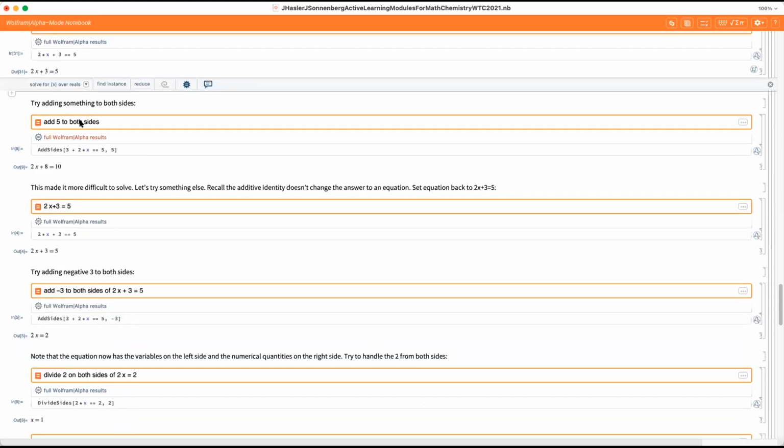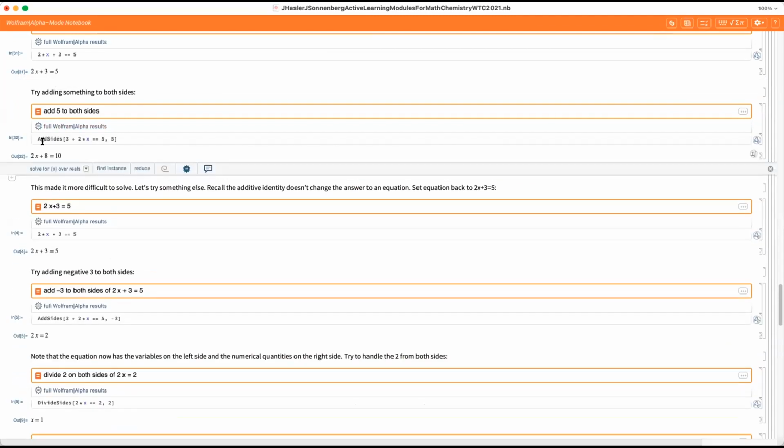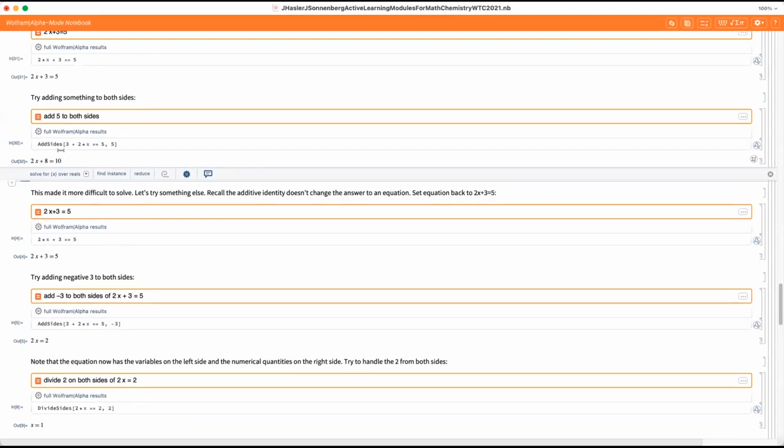So we can just say, let's add 5 to both sides. Once we do that, we're going to see that it's interpreted as this Wolfram Language function here, AddSides. So what did it do? It added 5 to both sides here. We see that when we added 5, we got 2x plus 8 equals 10. So in a certain sense, this has made the equation more complicated to solve.